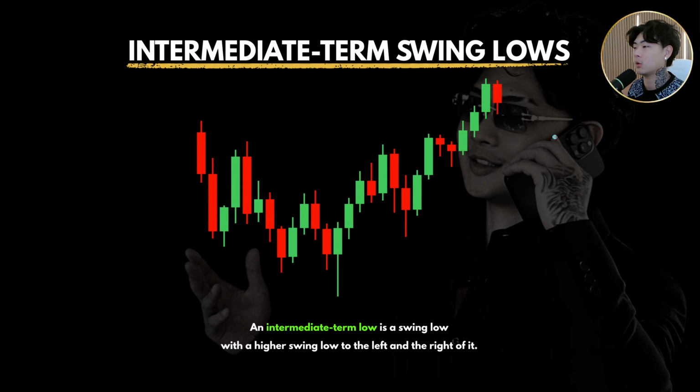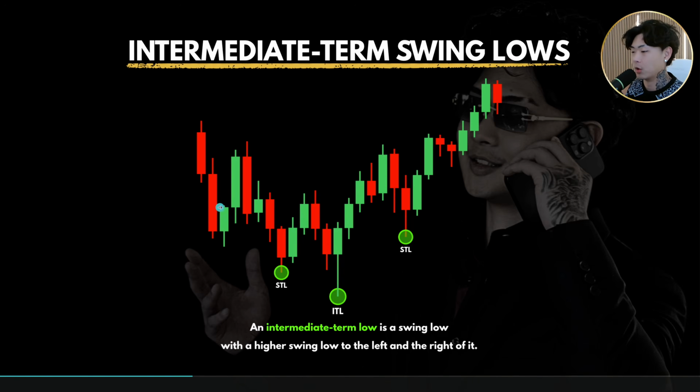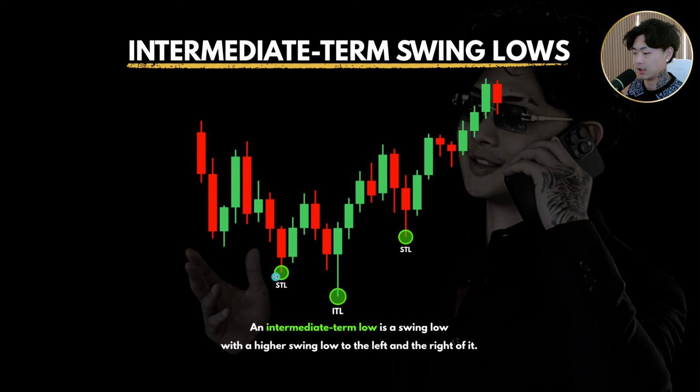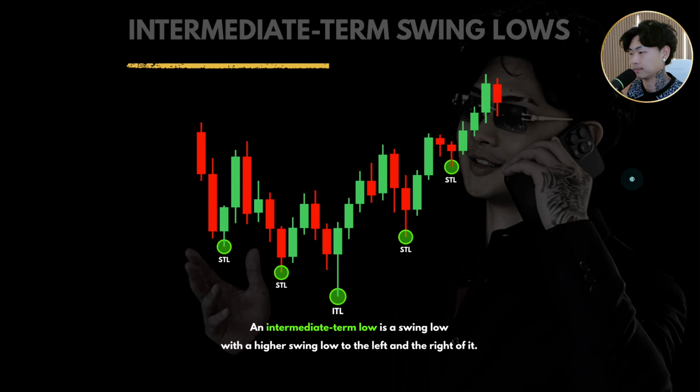First of which is intermediate term swing lows. And what is an intermediate term swing low? It's a low with a higher swing low to the left and a higher swing low to the right of it. So unlike a swing low or a swing high, this is a combination of swing highs and swing lows, with the lowest one being between a higher swing low and a higher swing low. And don't worry if this is confusing, we will point out several examples on the charts, but just know it's the lowest swing low between other swing lows. So that is an intermediate term swing low.